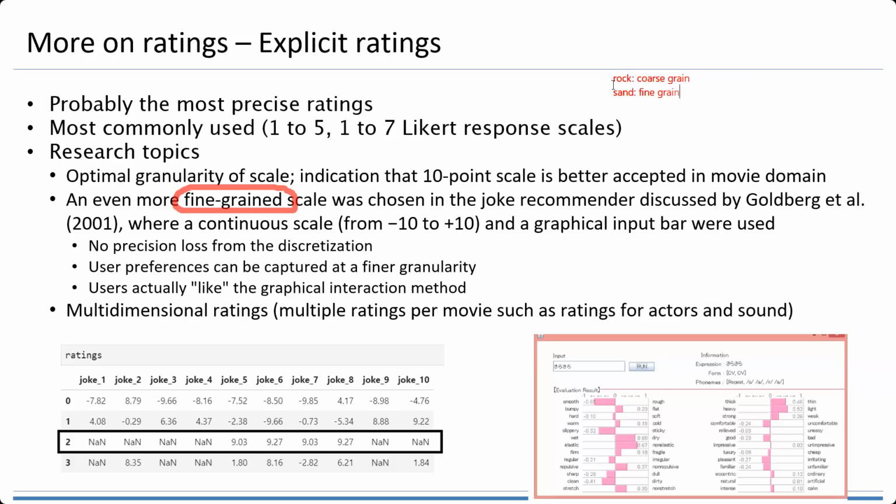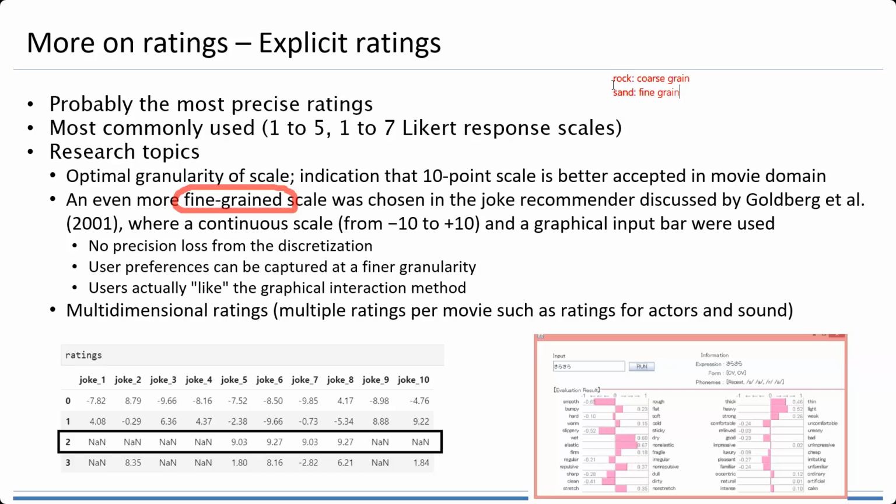So there's a research by this guy, Goldberg, in 2001. So the scale is from -10 to 10. And it uses continuous scale. Like this one. -7.82. So this is very fine, because it is not an integer value. It is a real value. And they also use graphical input, like this one.